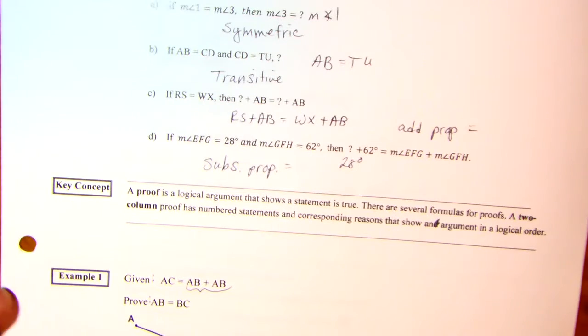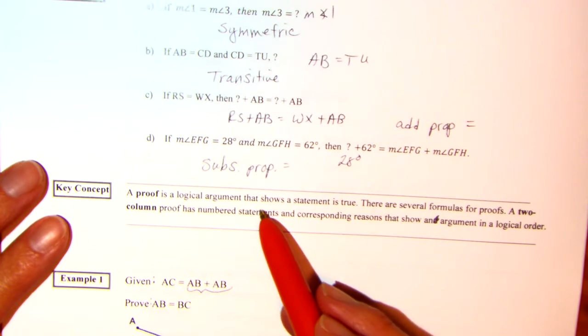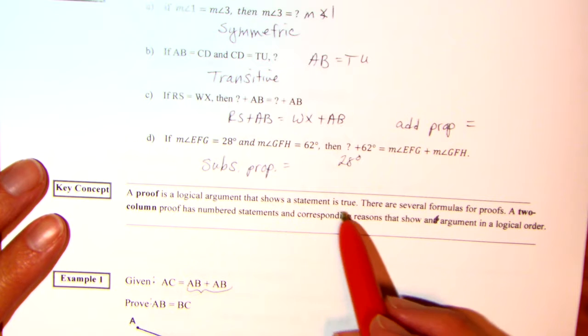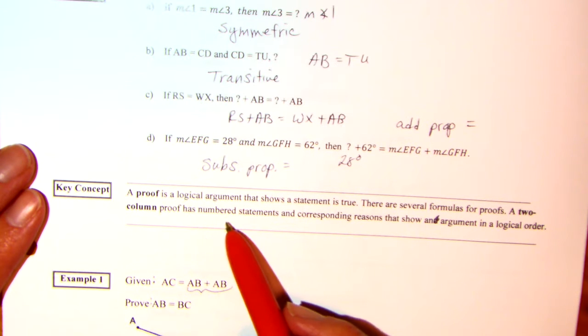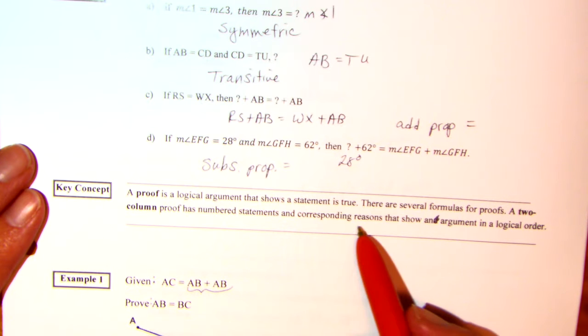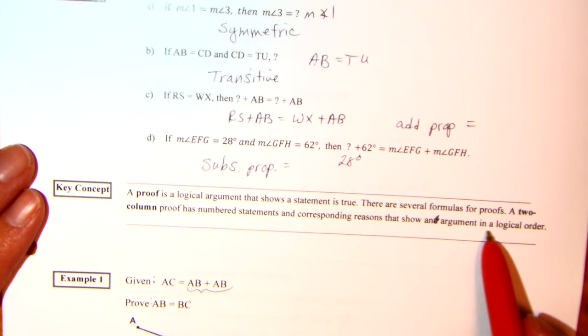All right, so here we go. A proof is a logical argument that shows a statement is true. There are several formats for proofs. A two-column proof has numbered statements and corresponding reasons to show an argument in logical order.